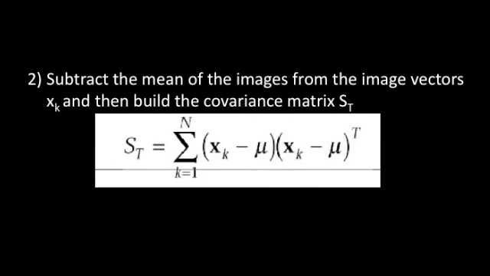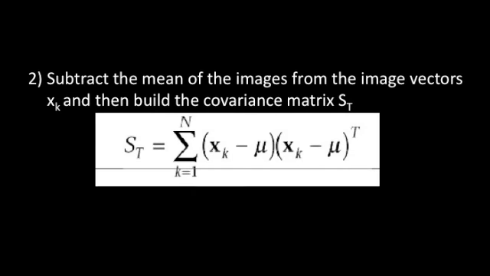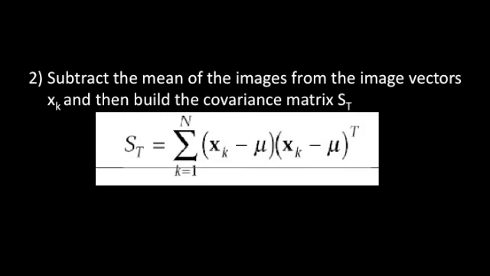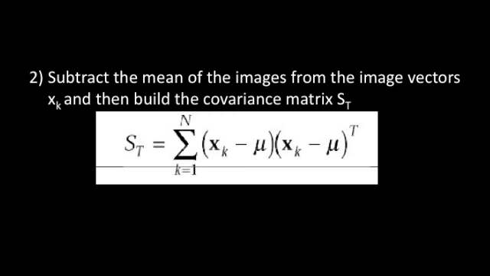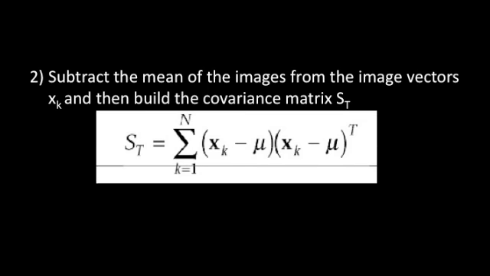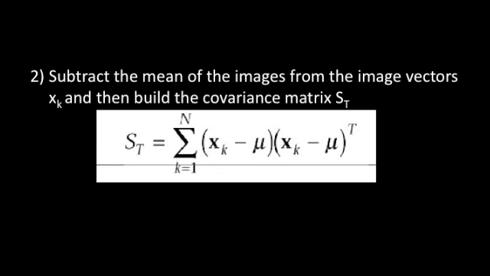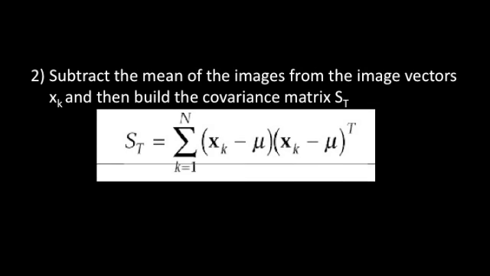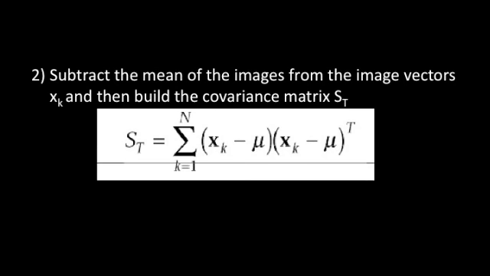Once we have a set of images that are transformed into vectors x, we then calculate the mean or the average of these vectors and represent it as mu. We will use this mu to build our covariance matrix, S of t. This is the matrix that we will use to solve for our eigenvectors. In this slide, I'm showing you the formula of how to calculate the covariance matrix.